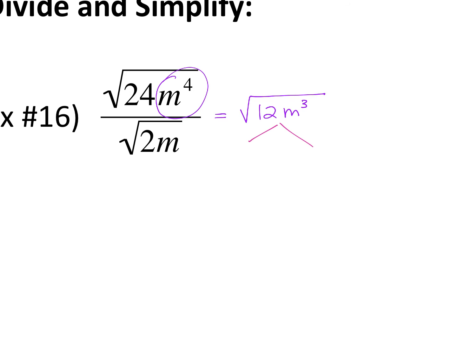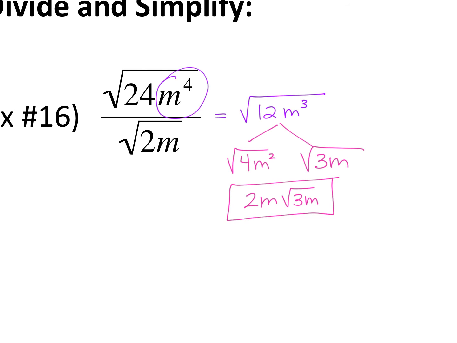Break this down. Perfect squares, non-perfect squares. What's the perfect square? 4. 3 is the non. M to what power? Squared, which leaves us with 1m over here. So the square root of 4m squared is 2m. And then we have rad 3m. And that, my friends, is your answer.